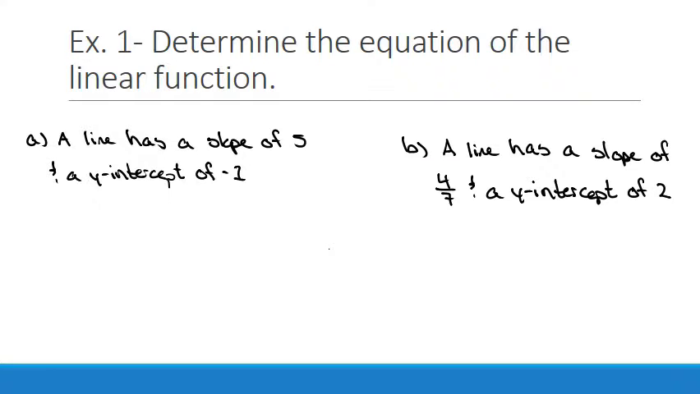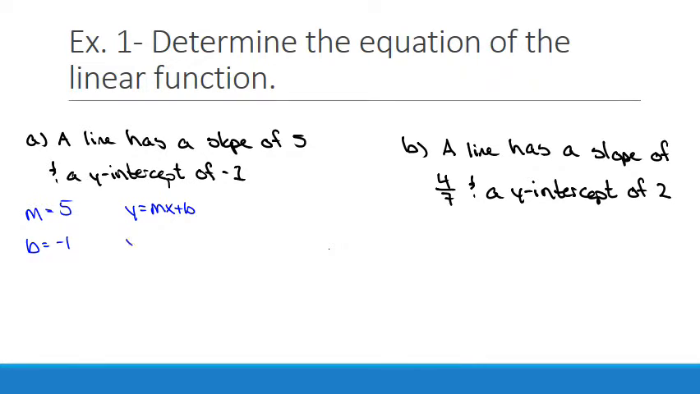So let's practice putting things into slope-intercept form. A line has a slope of 5 and a y-intercept of -1. So we need to highlight our slope and y-intercept. Our slope is 5, our y-intercept is -1. And then we simply plug it into our arrangement here.